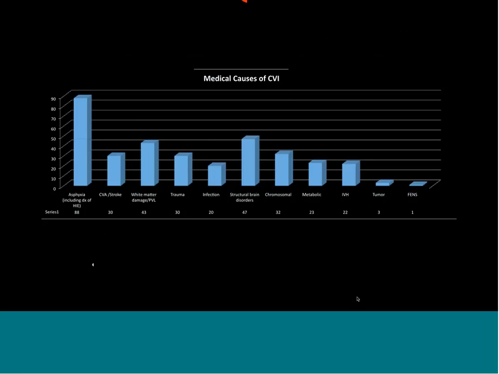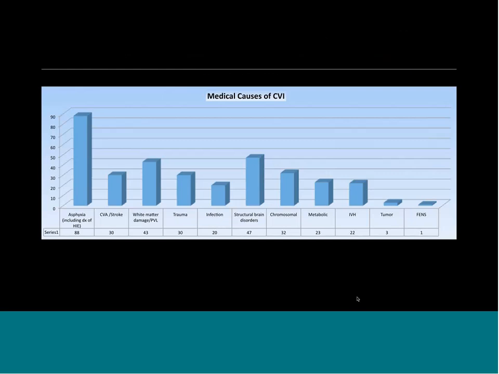Okay, so this just shows the bar graph of these causes, and you can see that asphyxia always has been, and it still is, the primary cause. Okay, structural brain disorders and chromosomal disorders almost could be sisters because chromosomal disorders often cause structural brain differences. So be aware that those things are kind of partners some of the time.